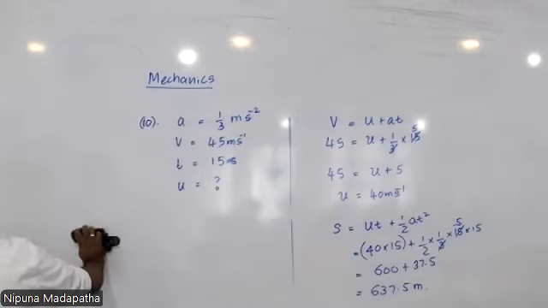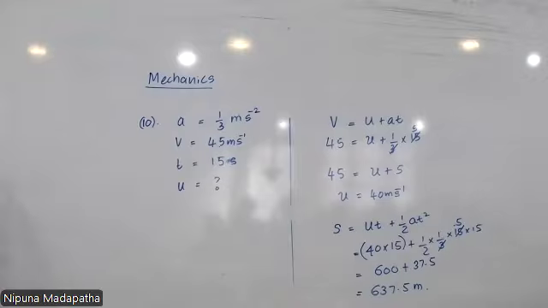Question number 14. A particle starts moving in a straight line from a point A with a velocity of 2 meters per second and a constant acceleration of 3 over 2. Actually, it's a deceleration, minus 3 over 2 meters per square second. It reaches point B with a velocity of 6 meters per second. Find the displacement from A to B and the time taken to travel from A to B.